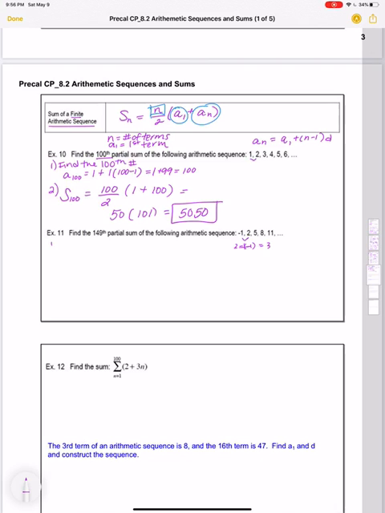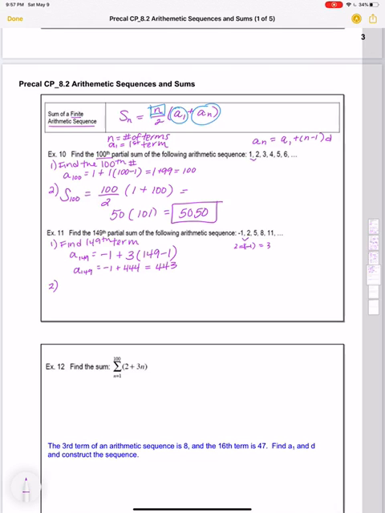So I need to find the 149th term. To do that, I will do a sub 149 equals my first term, negative 1, plus the distance between them, 3, times n minus 1, so 149 minus 1. So this will be 148, right? So negative 1 plus 3 times 148 is 444. So it is 443, our 149th term.